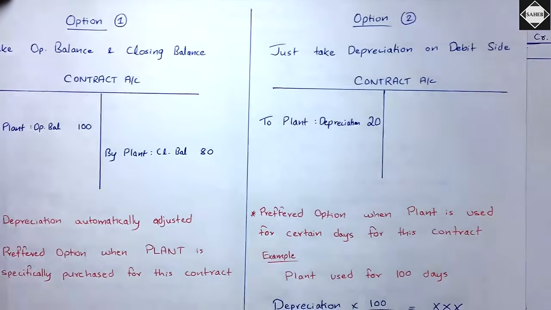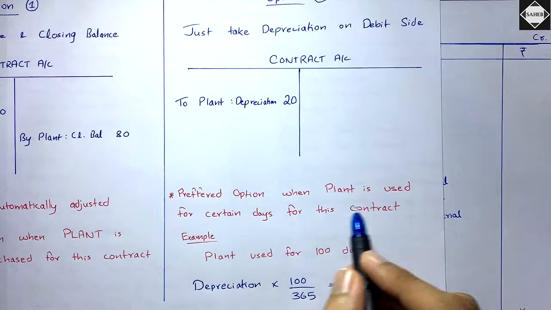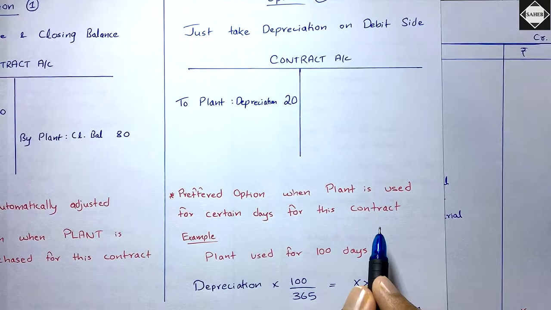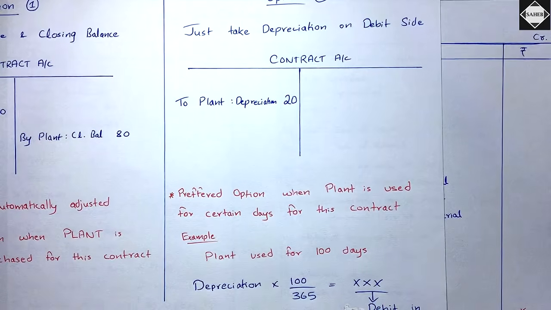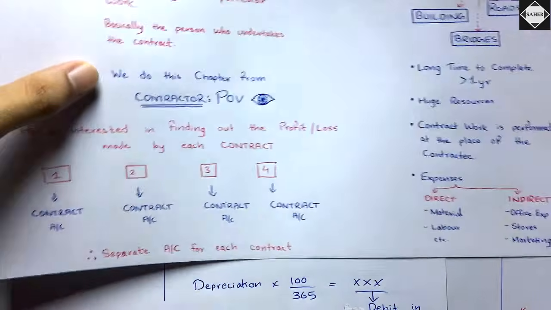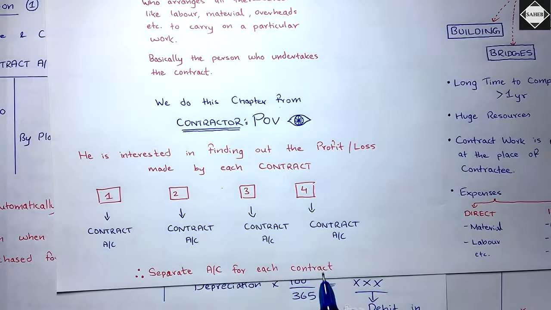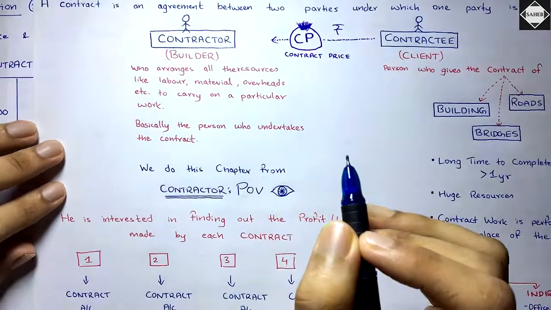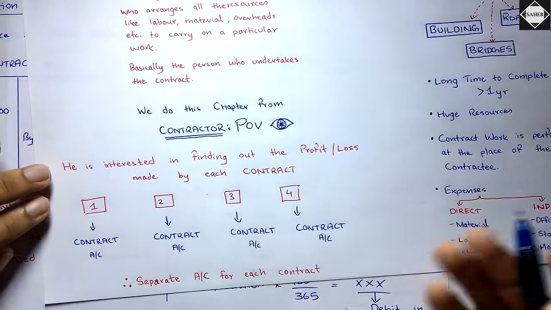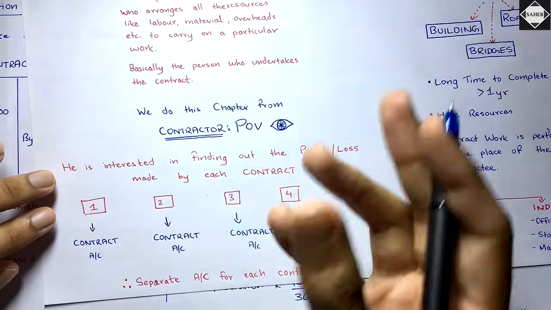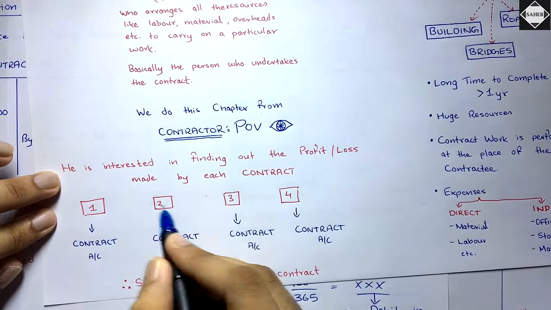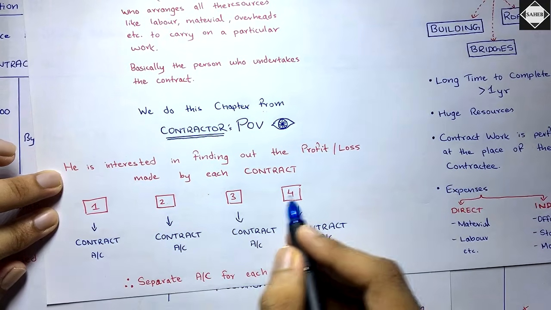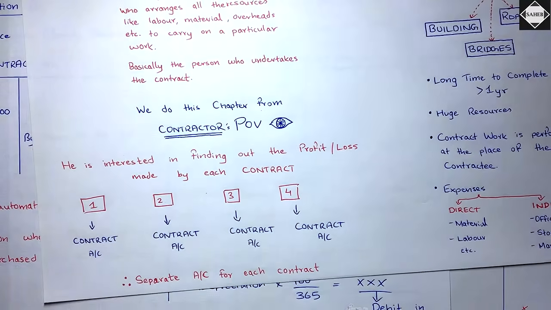Just the presentation is different, and this option is preferred when the plant is used for certain days for this contract. Now, what can happen is there are lots of contracts going on. Let's say contract 1, contract 2, contract 3, contract 4, and let's say the contractor has one truck. Now what the contractor is doing, let's say he has used the truck for a year, 100 days over here, 50 days over here, 50 days over here, and then 20 days over here, like that. So that can also happen.